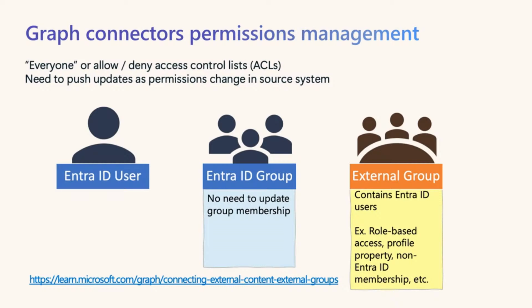Now, I mentioned that we're going to talk a little bit about Graph Connector permissions. On this, there's some great things that you can see for how you can actually control who can access what kind of content out there. Now, by default, there are three main areas we can tie that kind of permissions back to.